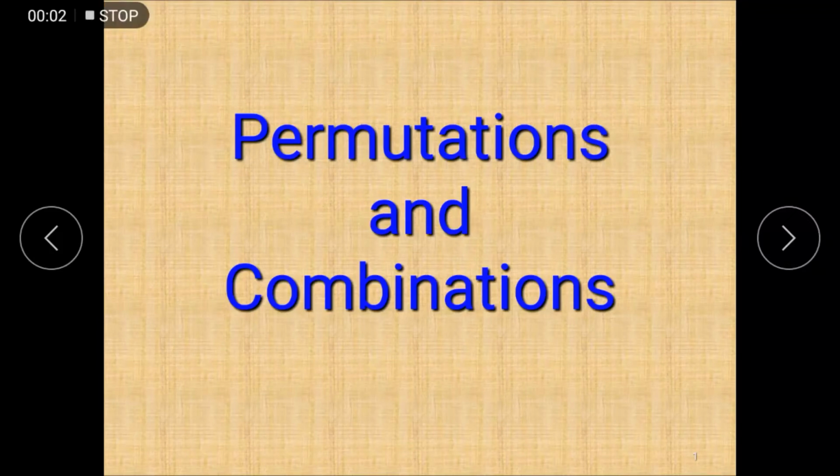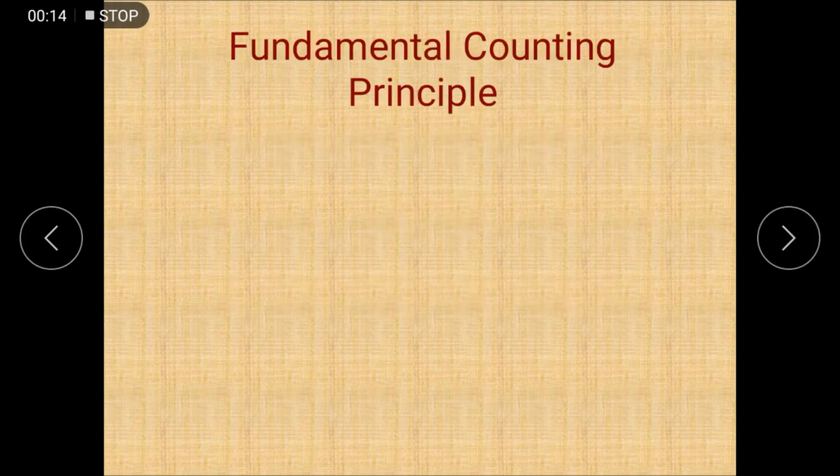Hi, let me explain about permutation and combination. Okay, so at the beginning of the chapter we will see the fundamentals of counting. Before we can understand permutation or even combination, the first thing we must know is the counting principle.